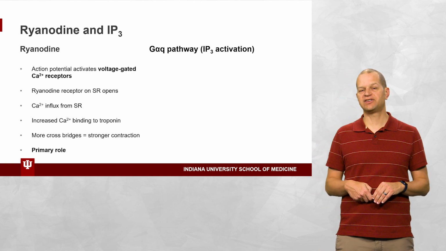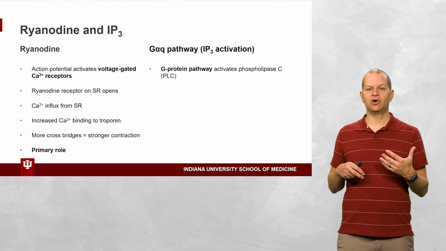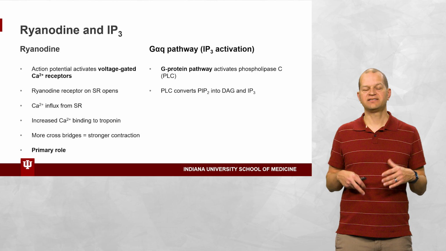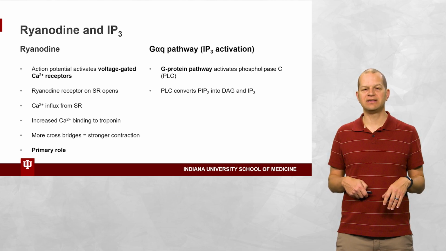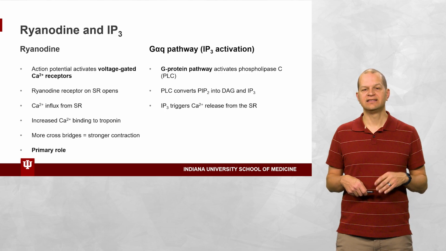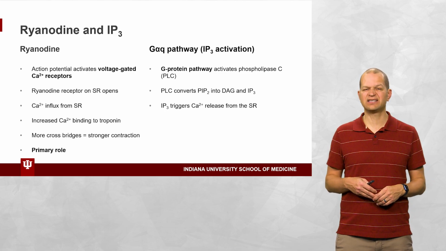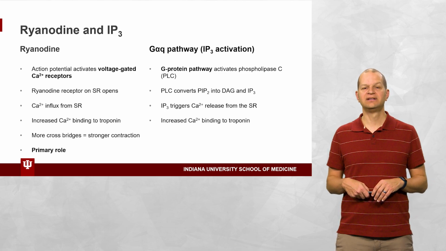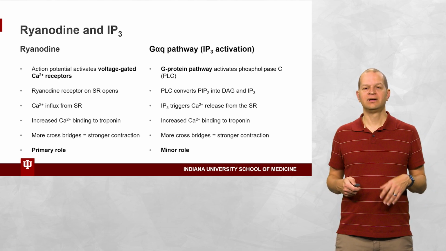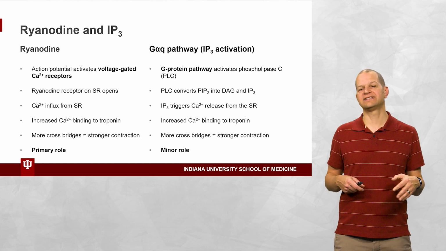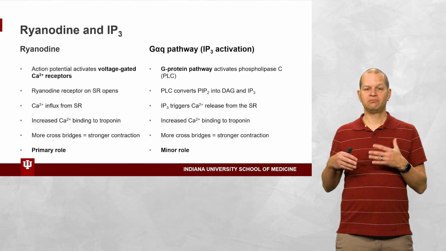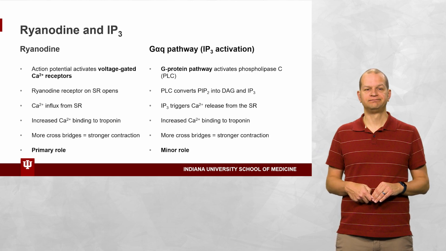Then we've got this G-alpha-Q pathway. Okay? And so we activate G-alpha-Q, which activates PLC. PLC converts PIP2 into DAG and IP3. And what we care about here is IP3. We're not worried about DAG. And so IP3 also opens some calcium channels on the sarcoplasmic reticulum. So calcium binds to troponin, more cross bridges, more force. This isn't as important, doesn't play as large of a role in cardiac muscle cell contraction, but it is there.